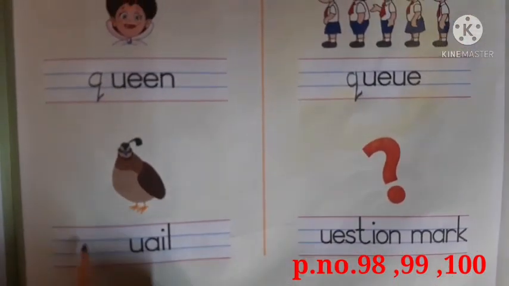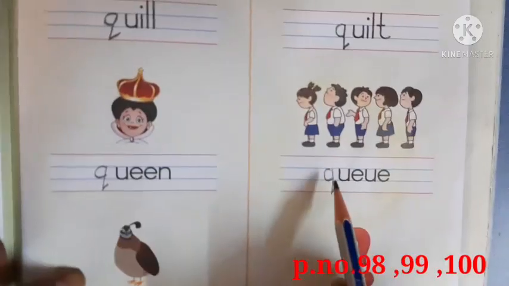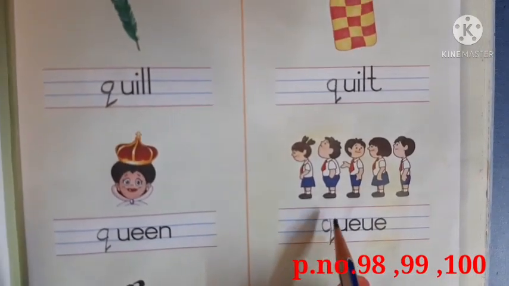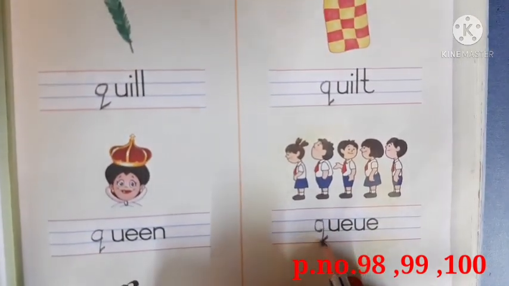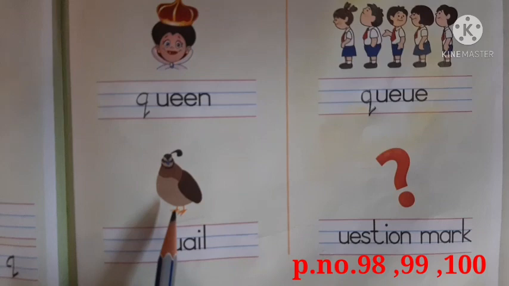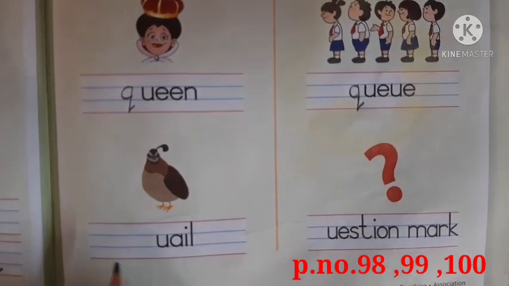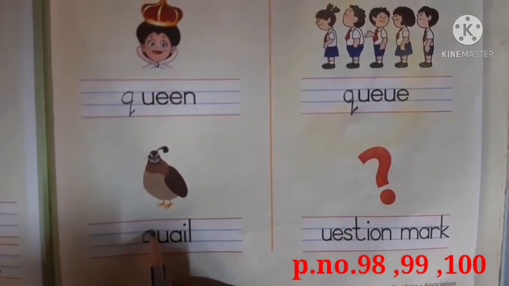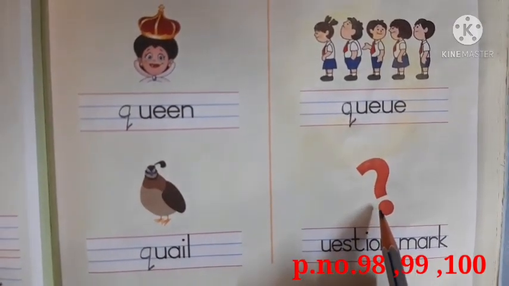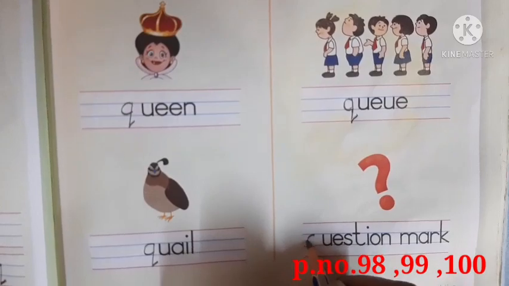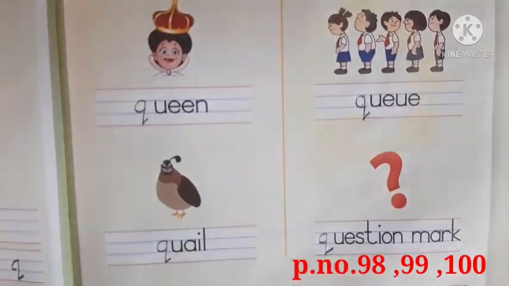Which picture is this? Q. We have to write small letter Q. Which picture is this? Quill. We have to write small letter Q. And which picture is this? Question mark. We have to write small letter Q.